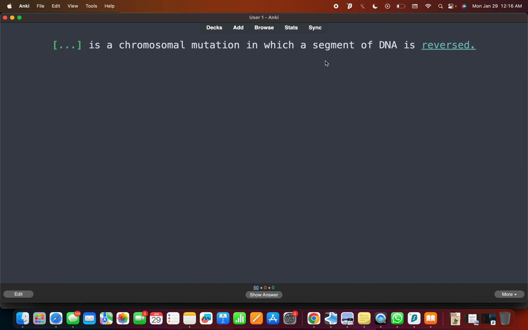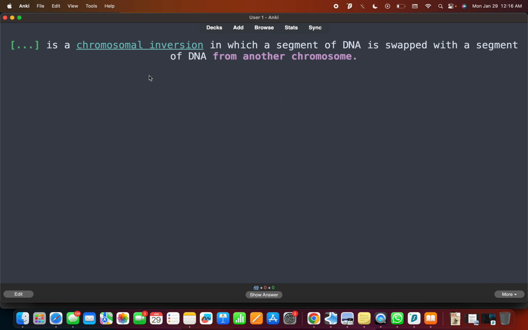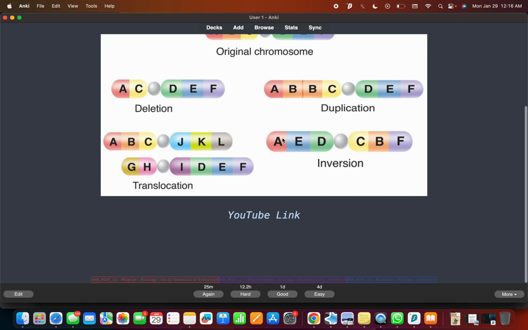What is when the segment of DNA is reversed? This is inversion. What is a chromosomal mutation in which a segment of DNA is swapped with a segment of DNA from another chromosome? This is translocation.